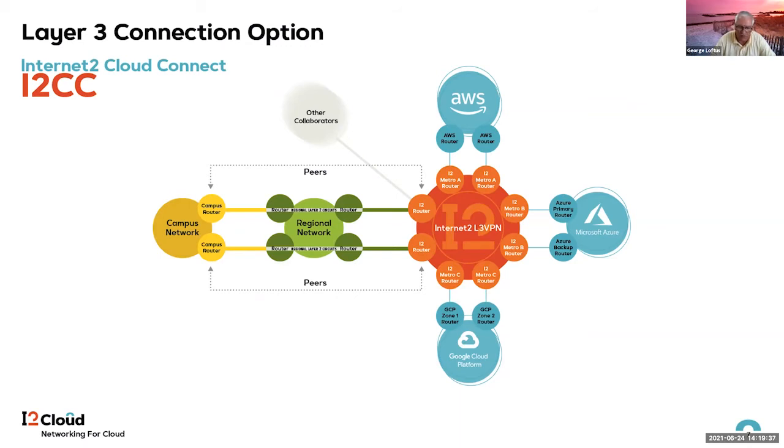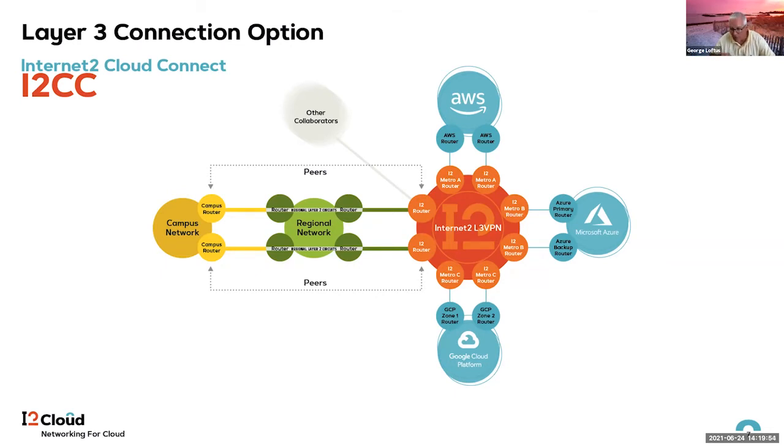So layer 3 is often chosen as an option when people know they're going to be working with multiple cloud providers, or it's just a model that they're more familiar with and comfortable working with. We have no preference over which one you choose. I'm happy to work with you on deciding which one you think might work.